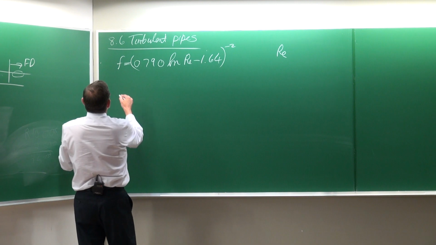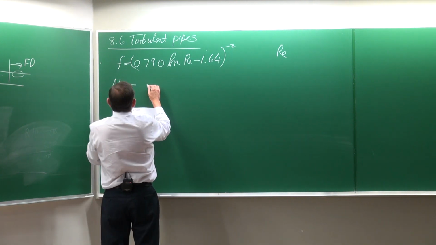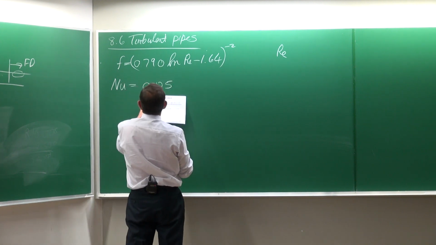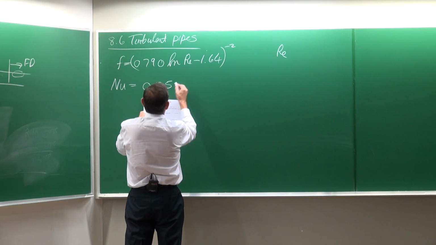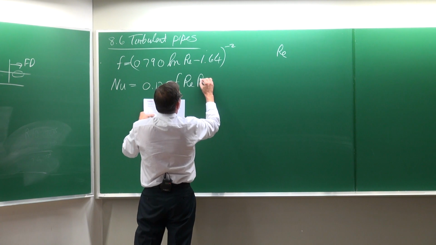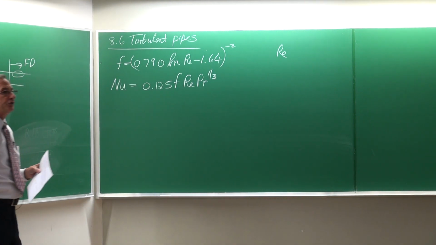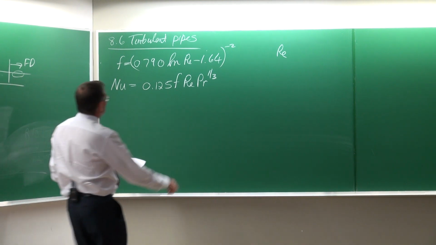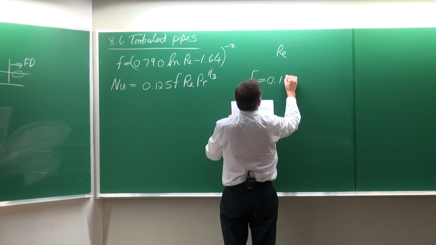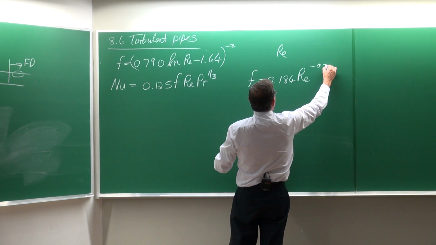Now one of the first equations that were derived to determine the Nusselt number in a tube is this very simple equation. The Nusselt number is equal to 0.125 multiplied by the friction factor, the Reynolds number, Prandtl to the third, and that is from the Chilton-Colburn analogy. And to that equation, the friction factor is calculated as 0.184 Reynolds to the minus 0.2.